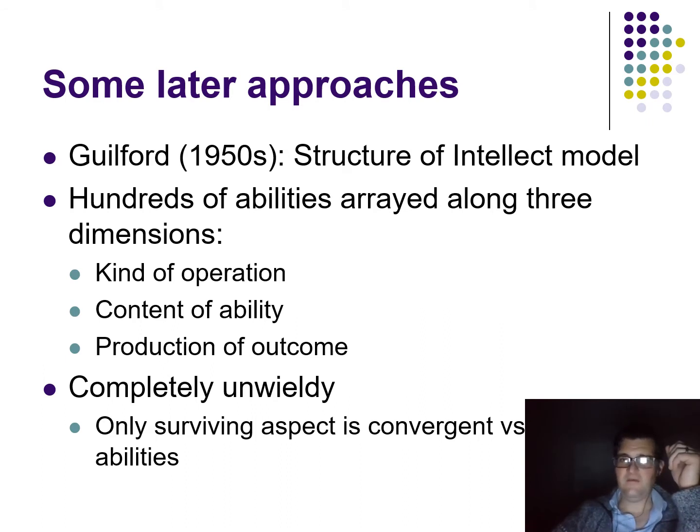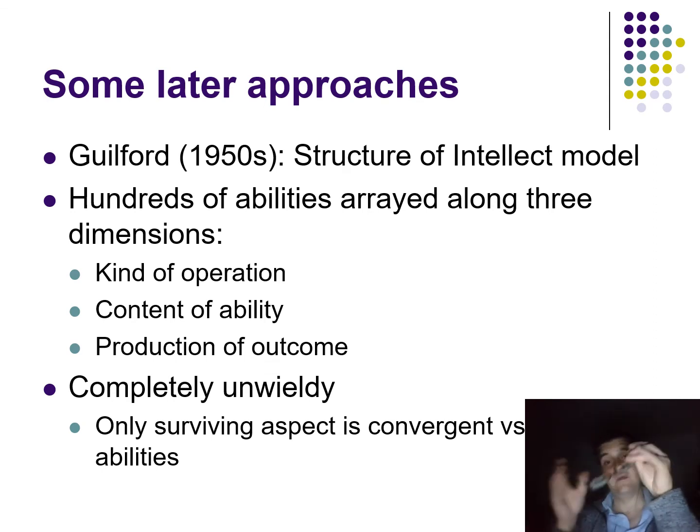Guilford was another important contributor. His approach is called the structure of intellect, or the SOI model, but this is just way too complicated for anybody to worry about. There were hundreds of specific cognitive abilities arrayed along three dimensions. The kind of operation that you're using, which is similar in some ways to the primary abilities, the content of the ability, and the production, like the actual production of outcomes. But it was so unwieldy that no one has ever seriously used Guilford's system.